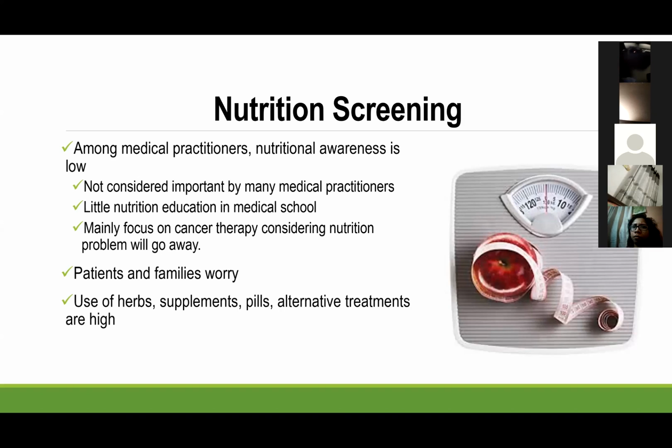But patients and families are very worried about the nutrition aspect, and they come quite often and ask a lot of questions. As a result, they use a lot of herbs, supplements, pills, as well as some alternative treatments. Those are the other remedies they go behind.